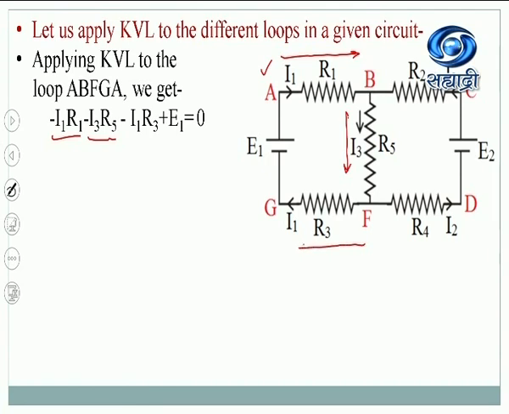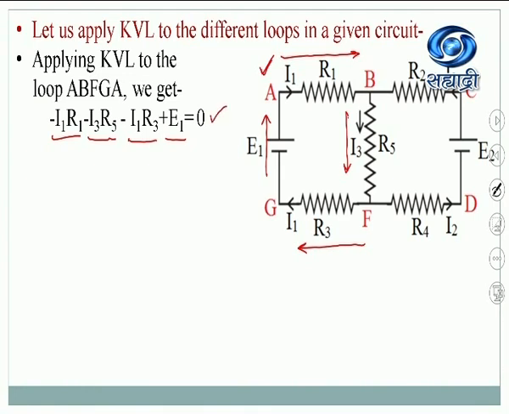Again we are going from F to G in the direction of current. Therefore, I1 R3 must again be negative. So this is minus I1 R3. When we are going from negative to positive terminal, that means E1 must be positive. And again we reach this point A, so that is equal to 0. So this is how we apply Kirchhoff's voltage law to this loop A, B, F, G, A.